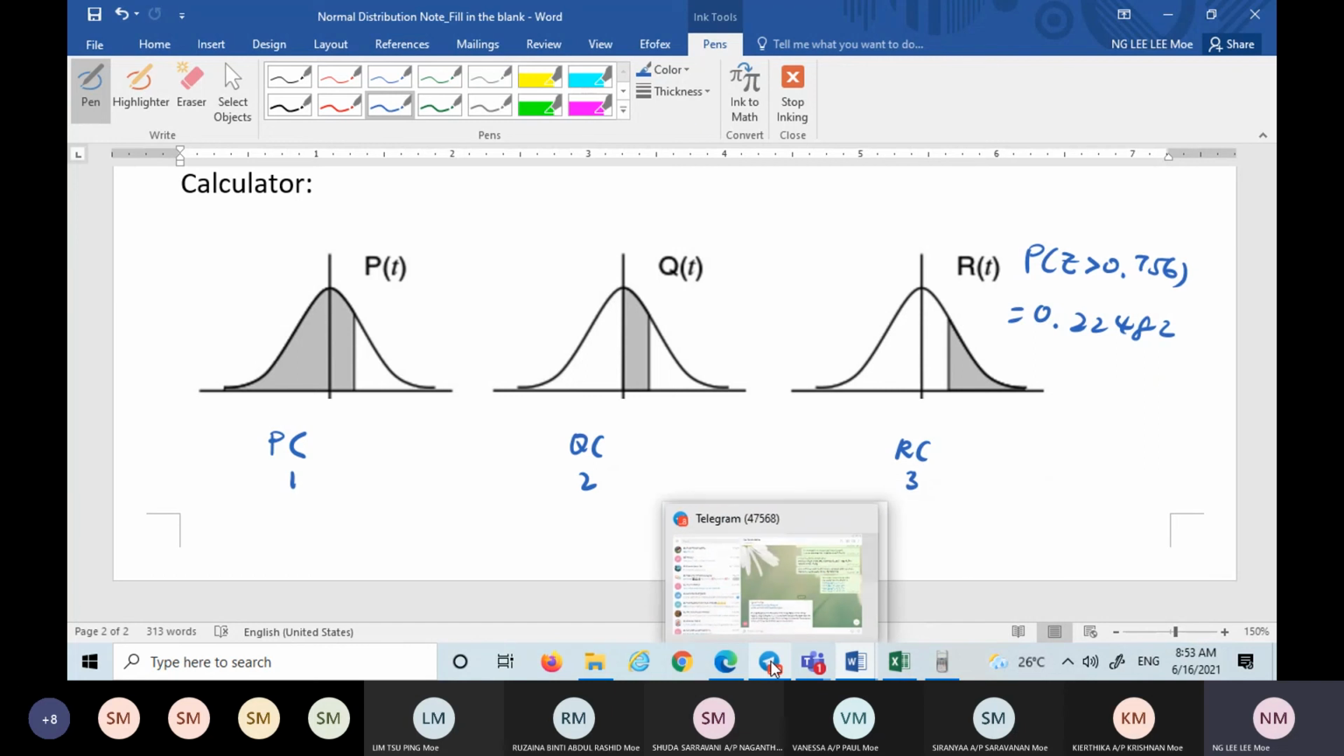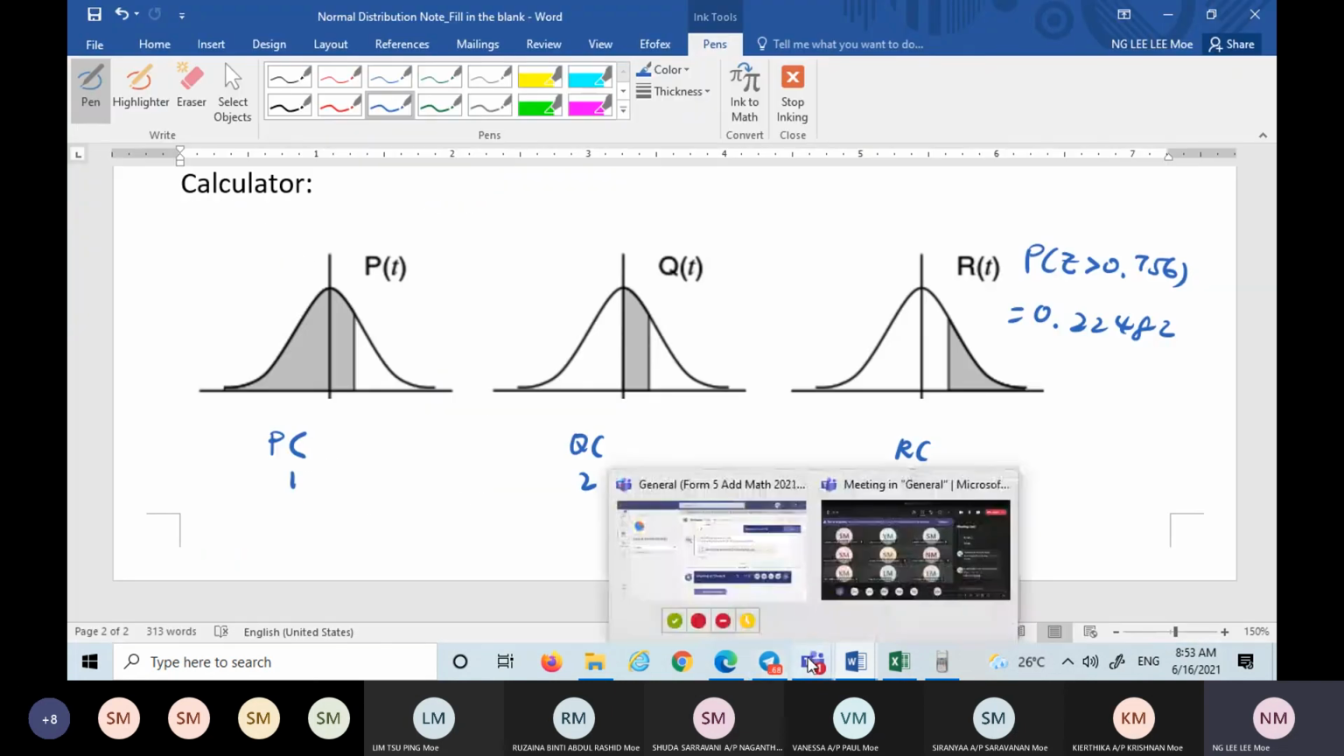I only have 7 more minutes. You see how this part actually can drag a few more periods. Because after this we need to read the other way around. The question will give you the area, and then you have to read the Z. And after that we have the solve problem, then finish.